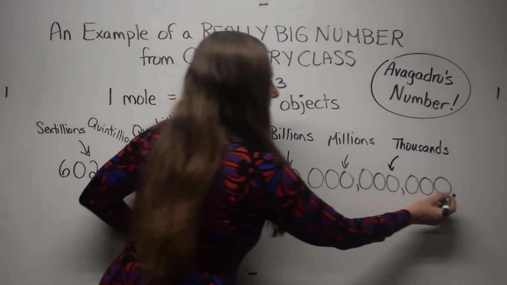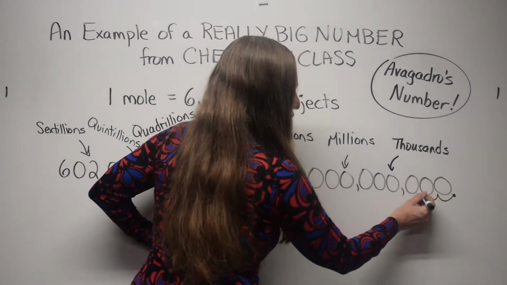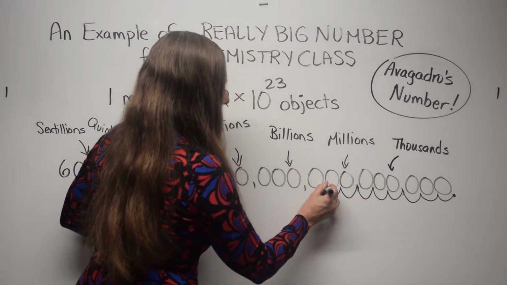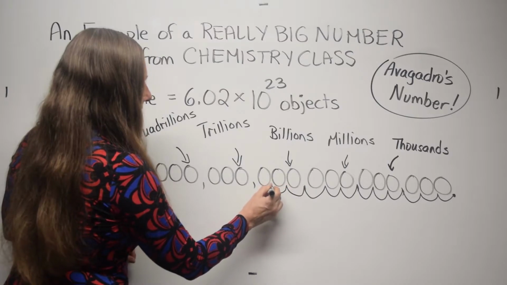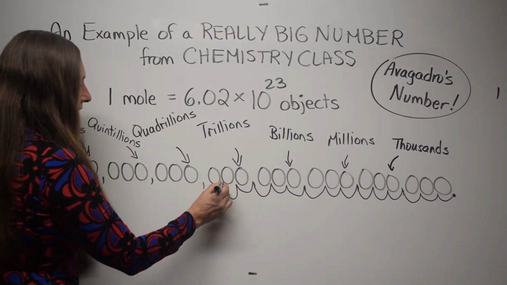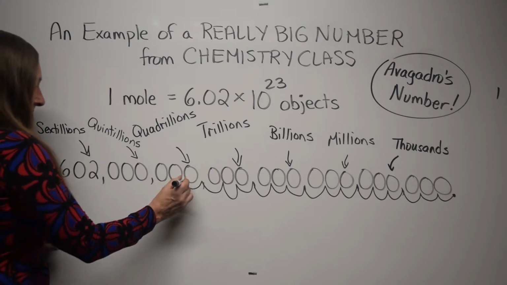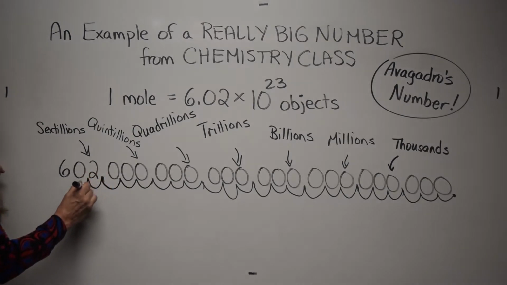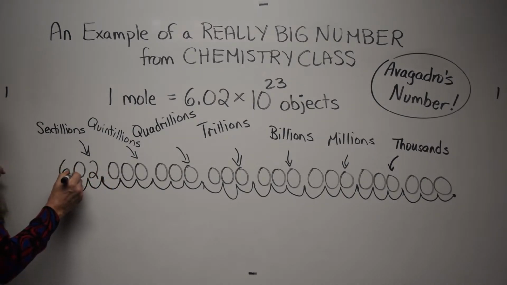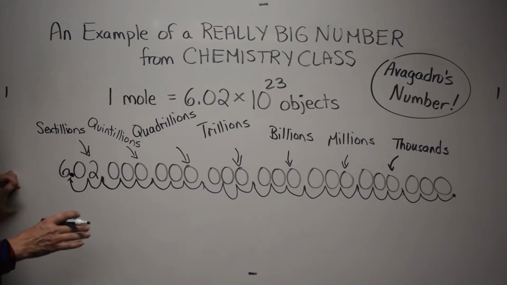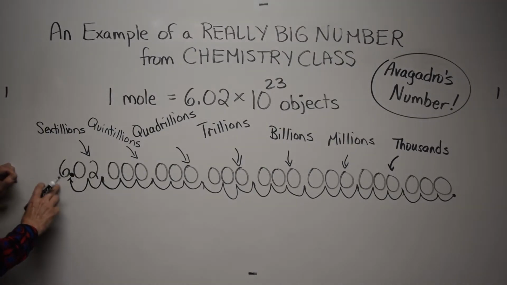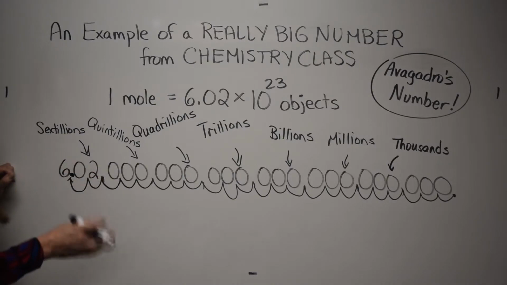So here we go. All right, jump. 1, 2, 3, 4, 5, 6, 7, 8, 9, 10, 11, 12, 13, 14, 15, 16, 17, 18, 19, 20, 21, 22, 23 jumps, or 23 decimal places, to move the decimal from there to a place where there is only one number in front of the decimal. Now remember, we counted 23 jumps.